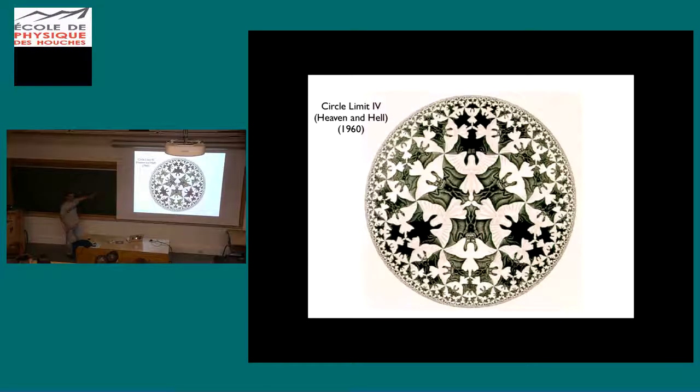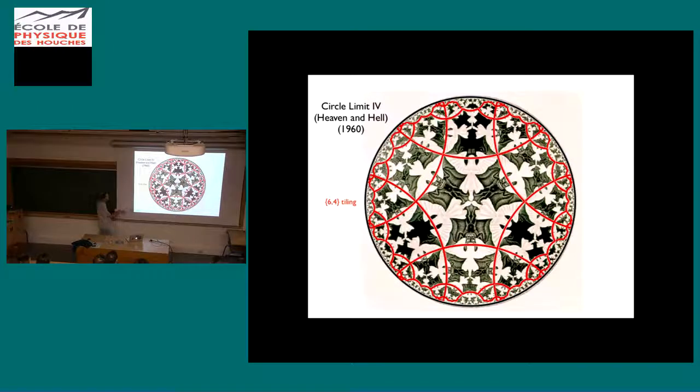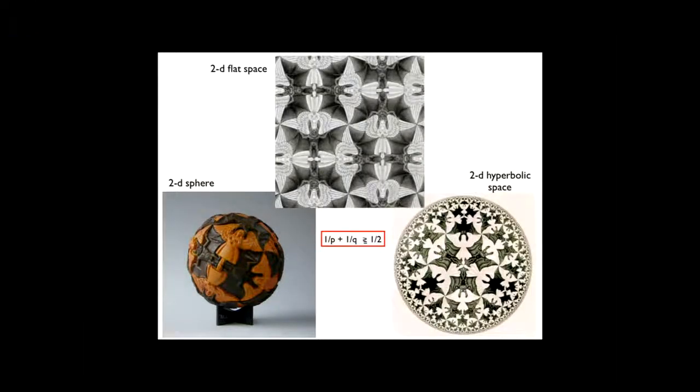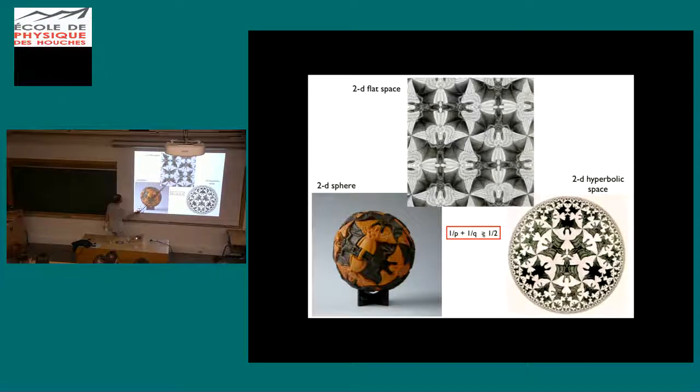And then here's our friend again, angels and demons, or angels and devils, which is called Heaven and Hell here, circle limit 4, which is now represented as a tiling of two-dimensional space with constant negative curvature. And this is using the same 6-4 tiling that he used for circle limit 1. So here I bring all of those three representations together, right? Angels and devils as a tiling of flat two-dimensional space, a tiling of the sphere, and as a tiling of two-dimensional hyperbolic space, where these are the conditions here.